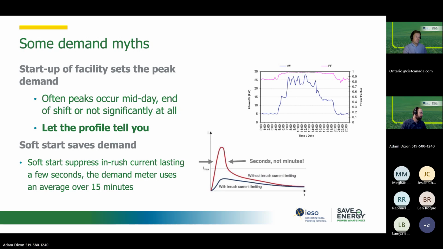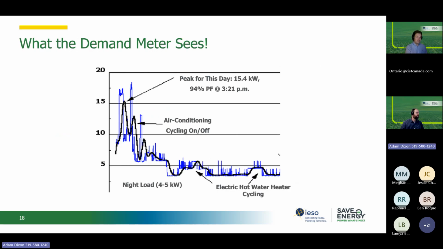So, what the demand meter sees. This is where it doesn't always start in the morning. It's not always that first thing you come in, you turn everything on. You can see here, this is our 15-minute data. You can see the peak demand of 15.4 kilowatts with a 94% power factor. You can use some of this data you're able to download from your website, and become a bit of a detective to determine what is coming on and off in your building.